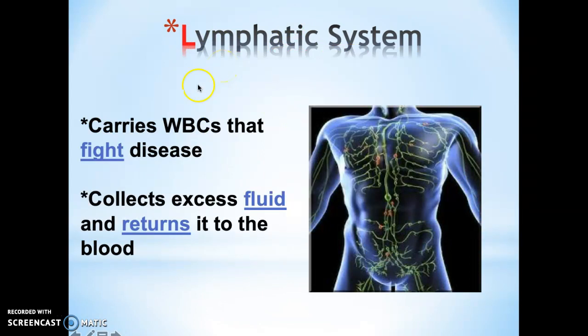The next one is the lymphatic system. The lymphatic system's main job, it says here, is that it carries white blood cells that fight diseases, and it also collects excess fluid and returns it to the blood. So it's similar to the circulatory system, but it doesn't really move a lot of the blood and the nutrients. It rather just moves the white blood cells that fight off diseases and some other fluids that we call plasma. So just remember, it's similar to the circulatory, but the lymphatic system's main job is to carry white blood cells.